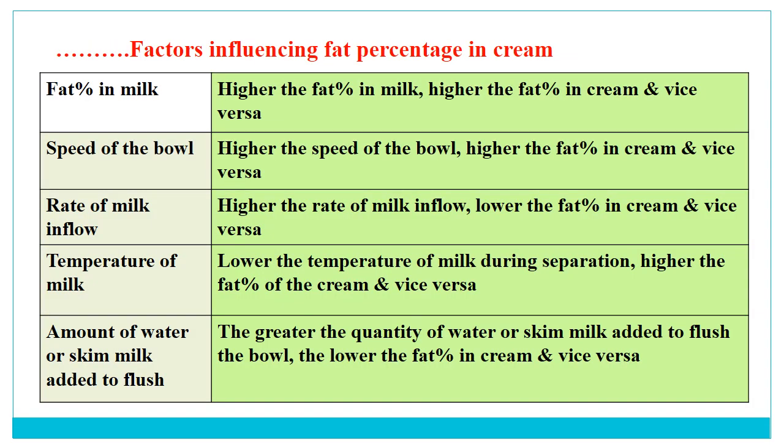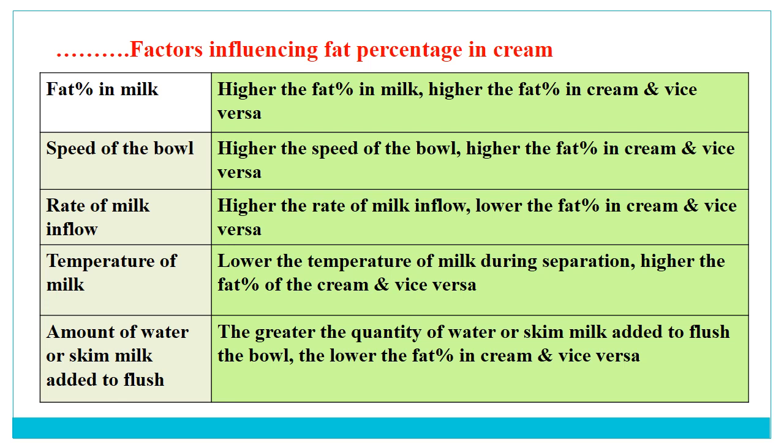So now we will discuss the factors influencing the fat percentage in cream. Firstly, the fat percent in milk. Higher the fat percent in milk, higher the fat percent in cream, and vice versa. So if the milk has more fat percent, the cream also will have more. If the milk has less fat percent, the cream also will have less fat. The speed of the bowl. Higher the speed of the bowl, higher the fat percent in cream, and vice versa. That means if the speed of the bowl is more, it will have more centrifugal force, and naturally the fat percent will be more in the cream.